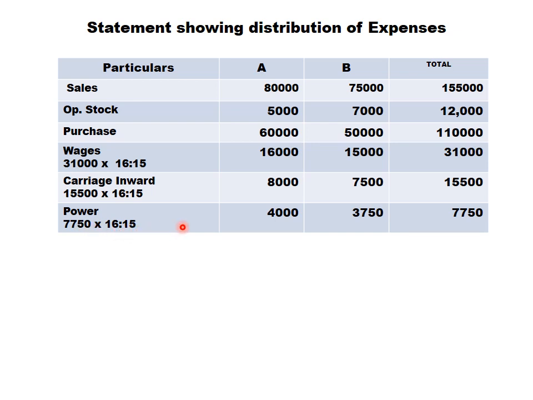7,750 to be distributed in sales ratio 16:15. You get 4,000 for A and 3,750 for B. So this is the distribution of all the 3 specific expenses, and remaining 3 sales, opening stock, purchases, no distribution. They only have given you the distributed answer.